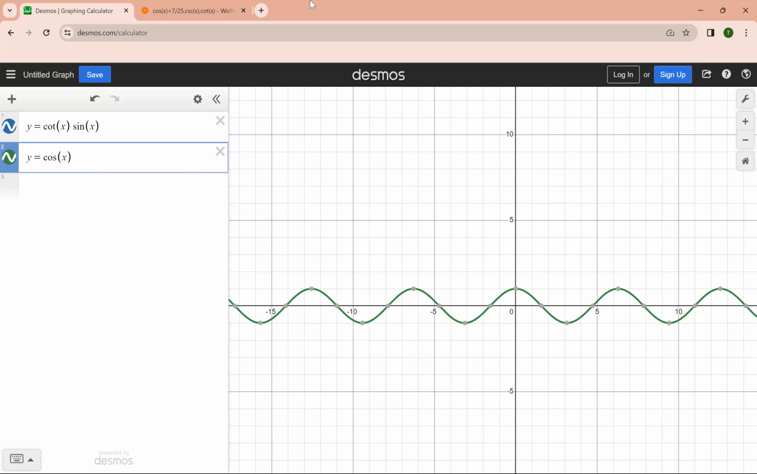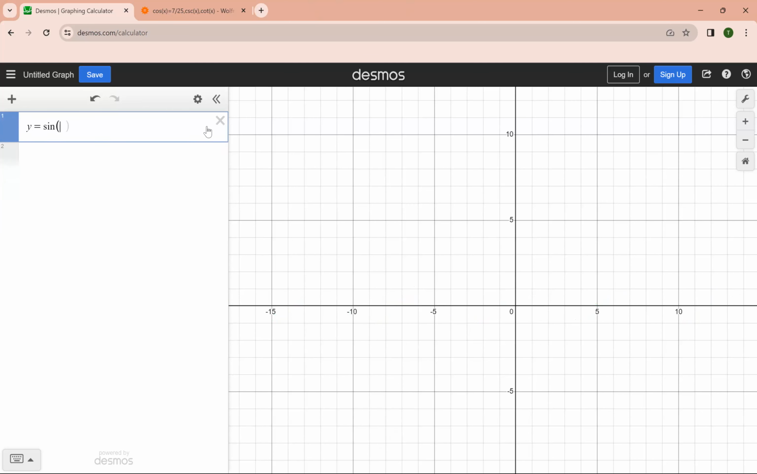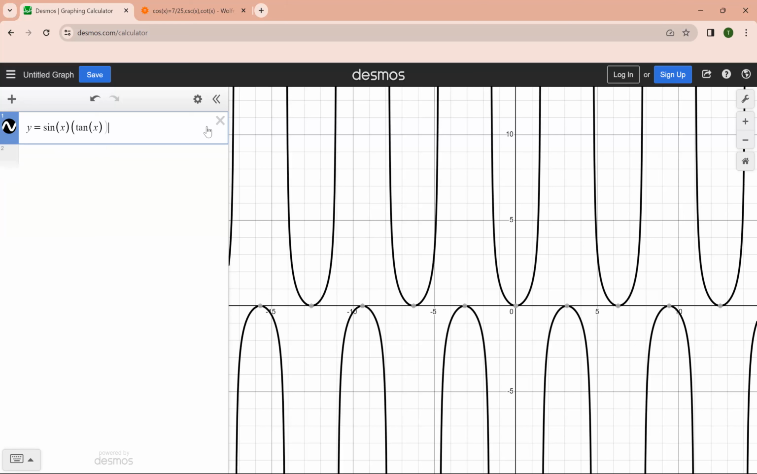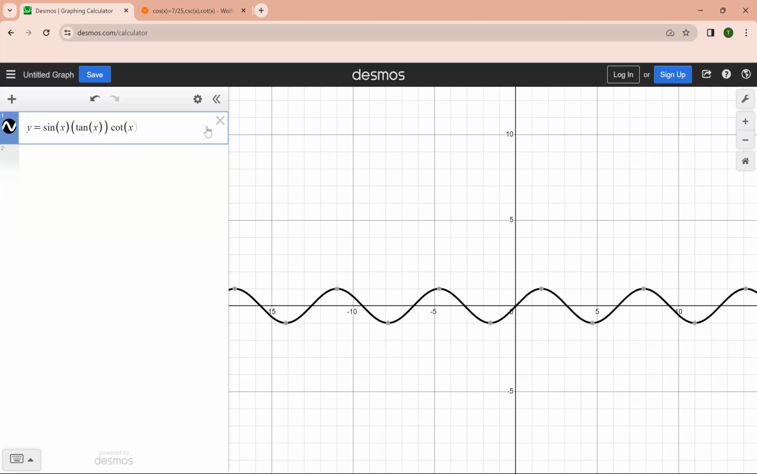It's the same thing. Sine y equals sine x, tangent x, and cotangent x. So that looks a lot like a sine. Mm-hmm. So that looks pretty good. Alrighty.